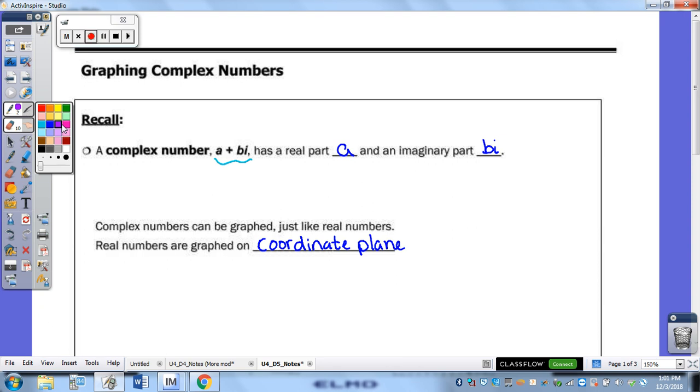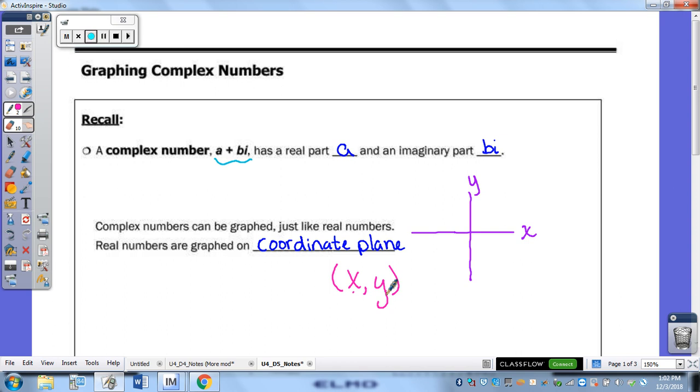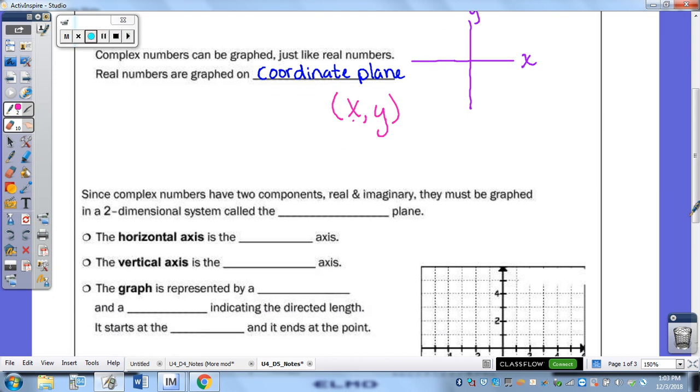So if you recall, here's your coordinate plane, x, y, you graph your x's, you graph your y's. That's what we graph our real numbers on. As we remember, when we're graphing x comma y, we always have our points. You use your x, your y, and then you graph it. Complex numbers are actually quite similar.